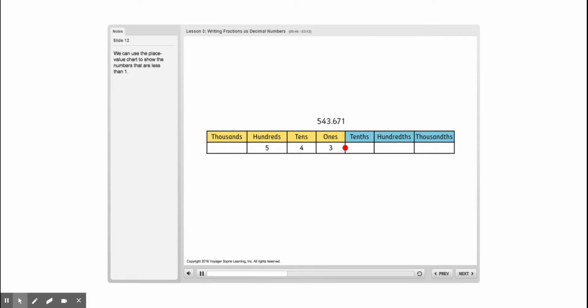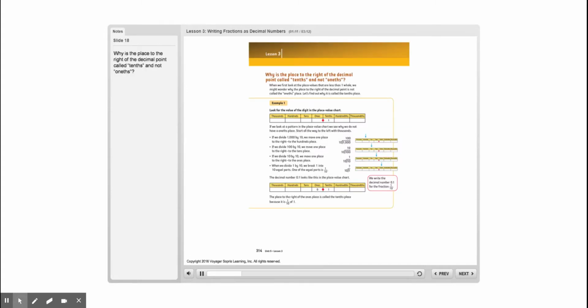We can use the place value chart to show the numbers that are less than 1. The red dot is the decimal point, and the places to the right of the decimal point are the decimal places. These numbers are fractional parts and are less than 1. In this number, we add 6 tenths, 7 hundredths, and 1 thousandth. Why is the place to the right of the decimal point called tenths and not oneths?